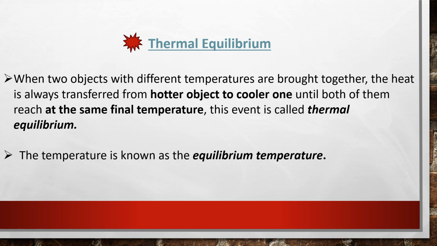Thermal equilibrium. When two objects with different temperatures are brought together, the heat is always transferred from hotter object to cooler one until both of them reach the same final temperature. This event is called thermal equilibrium. The temperature is known as the equilibrium temperature.